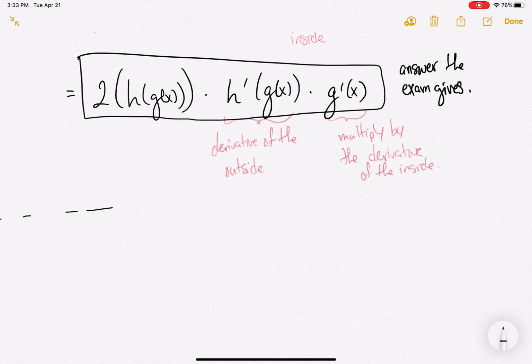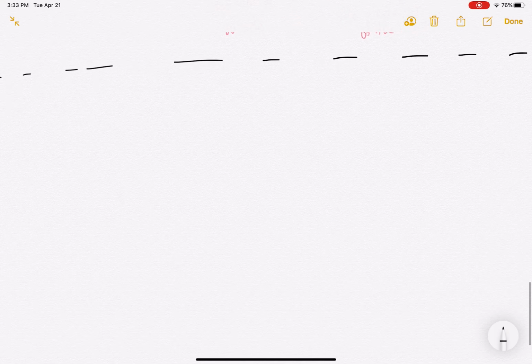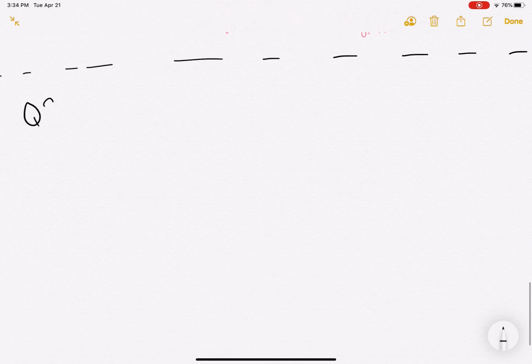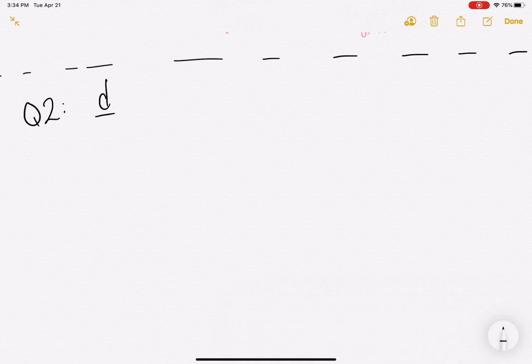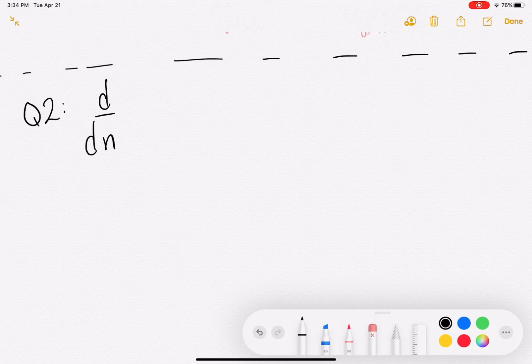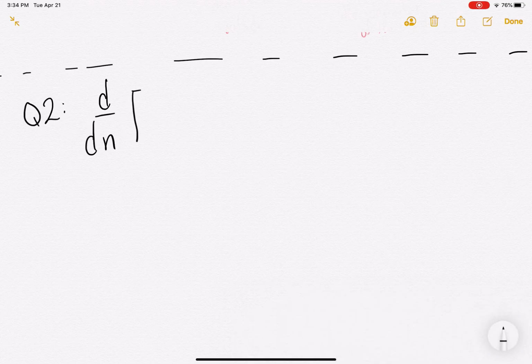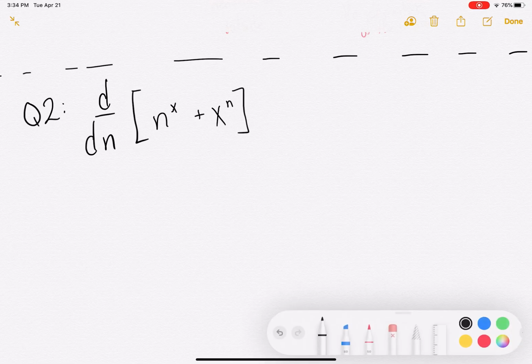Okay. So there's question 2 here. It's just like on the first exam where there's actually 2 questions here. So question 2 is looking for, man, I was mean on this one. It's good that we're covering this, but I was really mean. d/dn, okay, so that's the first special part, is I've put a d/dn here. And now, the function we're trying to take a derivative of is n to the x power plus x to the n power. And man, I was mean here.